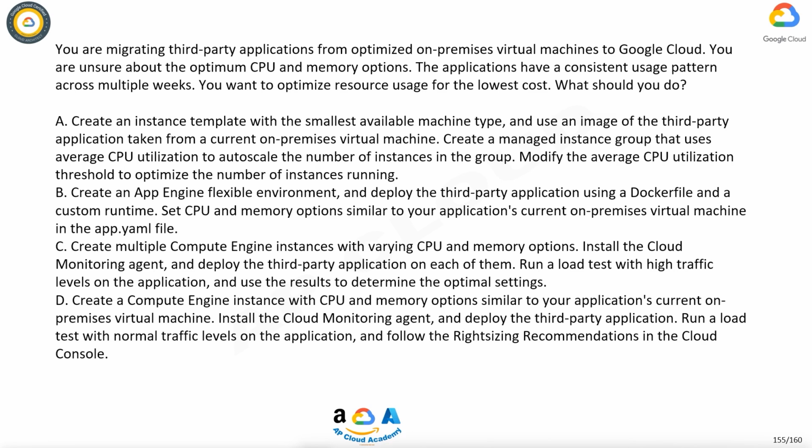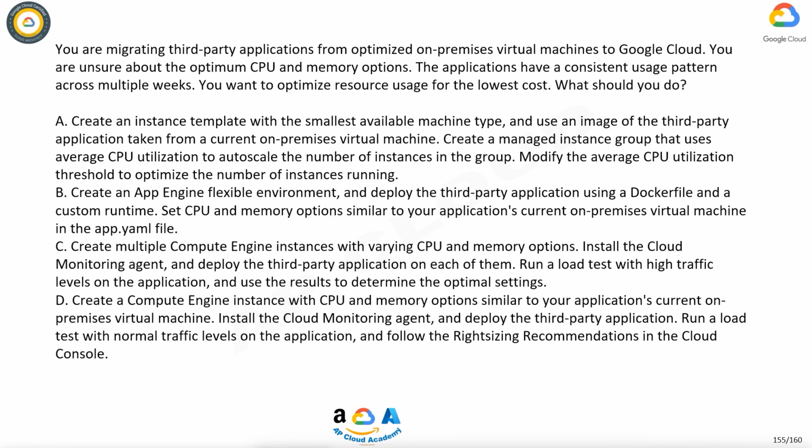Create an instance template with the smallest available machine type, and use an image of the third-party application taken from a current on-premises virtual machine. Create a managed instance group that uses average CPU utilization to autoscale the number of instances in the group. Modify the average CPU utilization threshold to optimize the number of instances running. B. Create an App Engine flexible environment, and deploy the third-party application using a Dockerfile and a custom runtime.